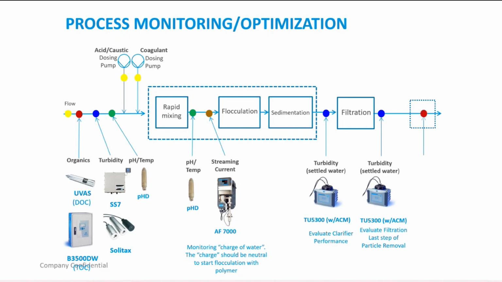Okay, this is what we have for the whole drinking water process. At the outlet, we also may need to measure the organic compound to see the organic removal performance. So we measure organic compound at the inlet and the outlet of the process to see the organic removal performance. Okay.